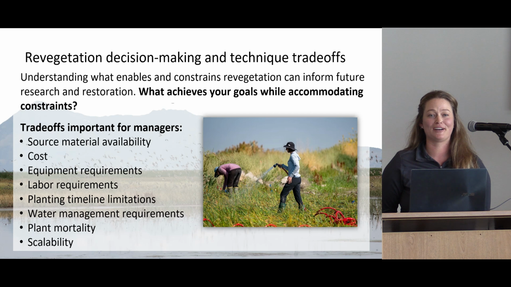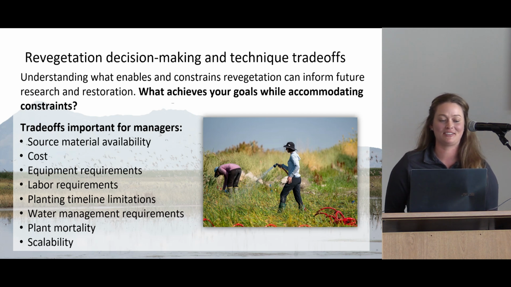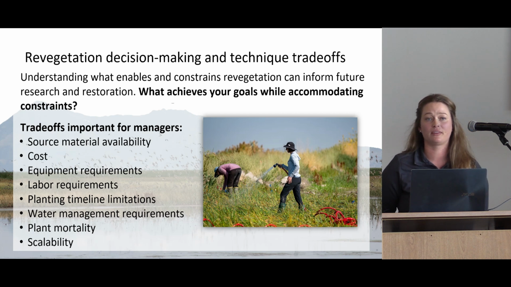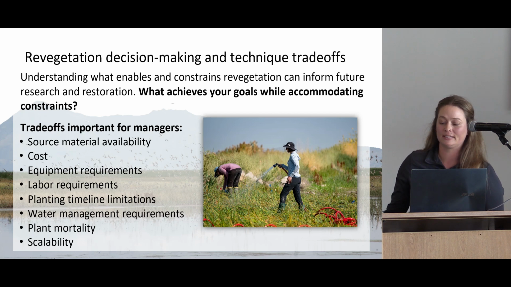We are all spread way too thin in this world. It's just a casualty that we have to contend with. But that's important because some of these techniques are way more labor intensive than others. Also, the planting timeline and the limitations associated with that has come up in the interviews quite frequently as something that people want to understand more. As we've already covered, water management in wetlands is a huge component. And then, of course, we have our ecological factors like plant mortality and scalability.